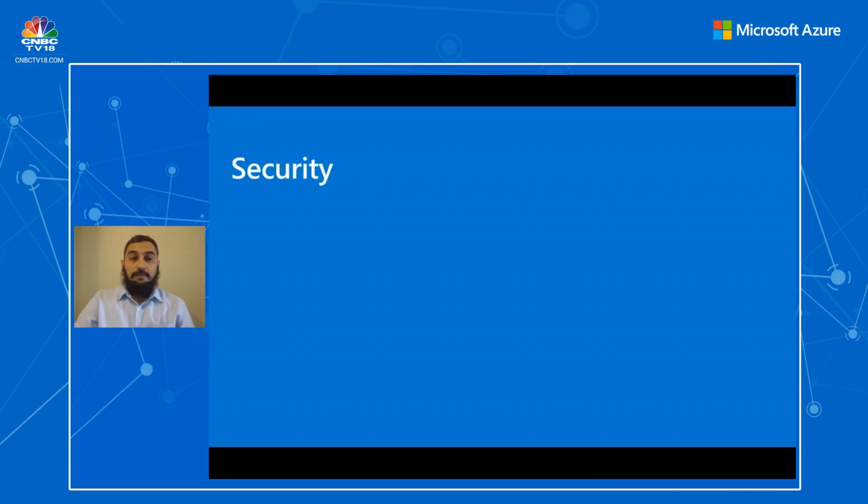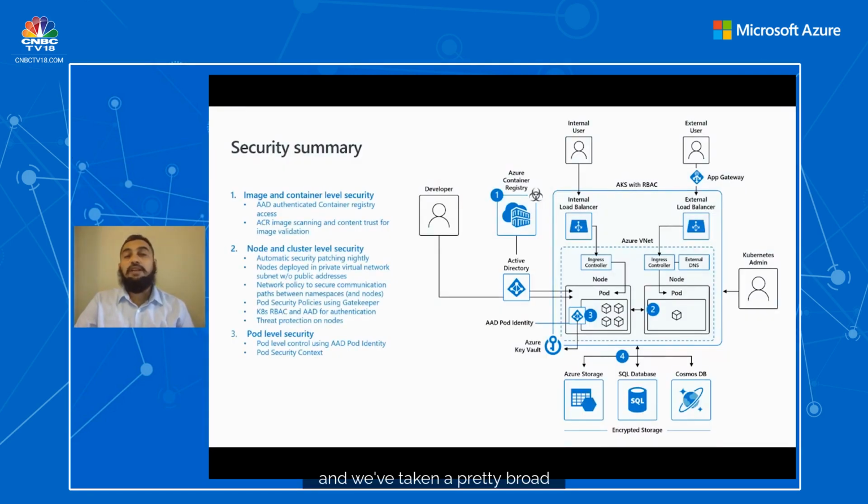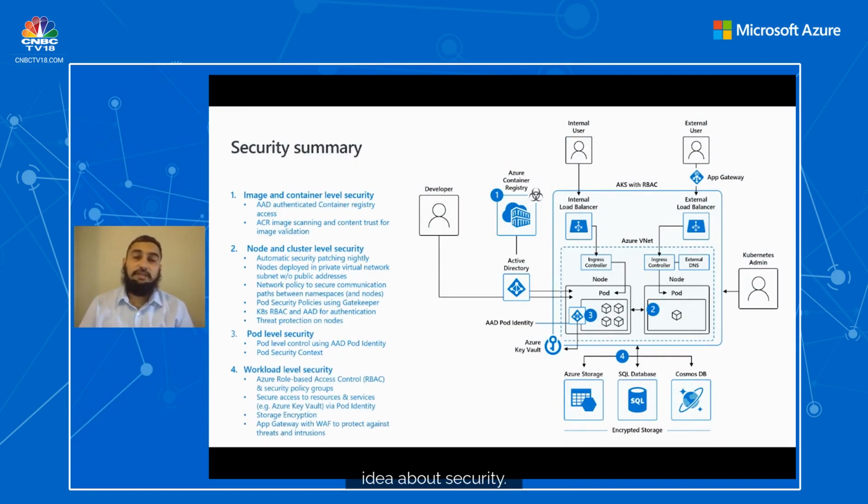Then let's talk about security. And we've taken a pretty broad idea about security. If you look at it, our security approach has been at 4 levels. The first is image and container level security, where essentially you go ahead and secure the Azure Container Registry.